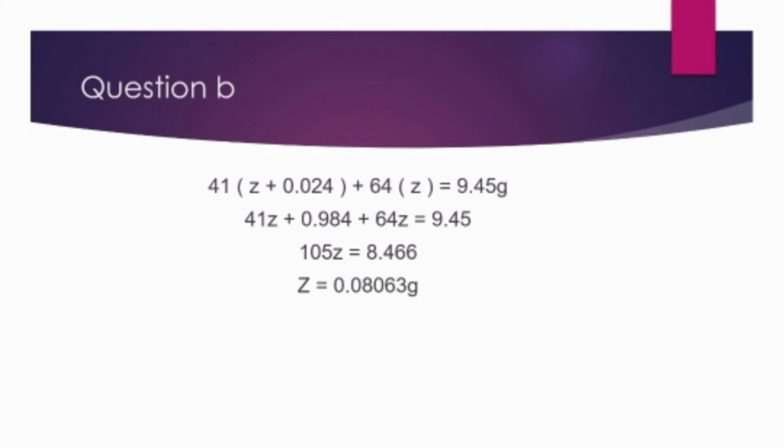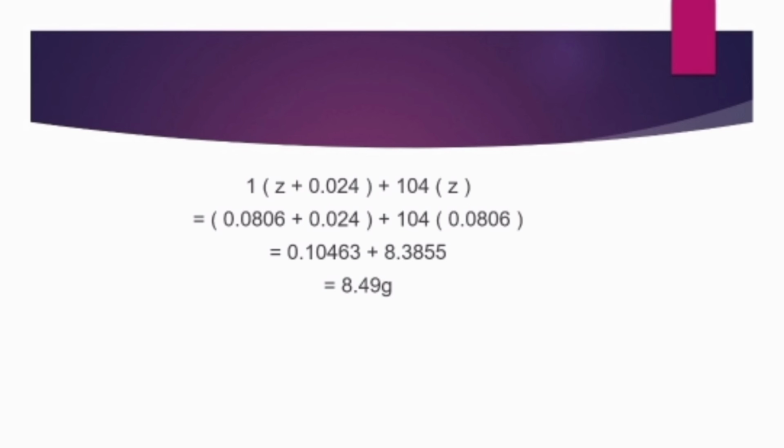Then 41Z plus 0.984 plus 64Z equal to 9.45. Then 105Z equal to 8.466. So we get the value of Z is 0.0806 gram. But the question asks to find the mass of Ina's notes in gram.